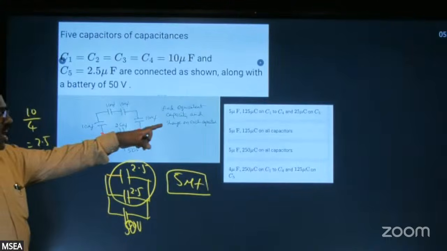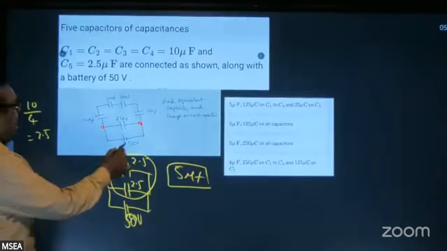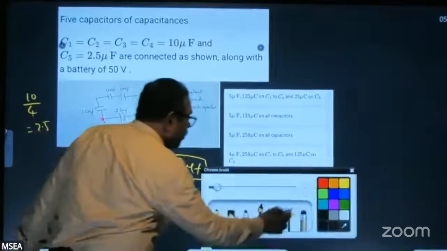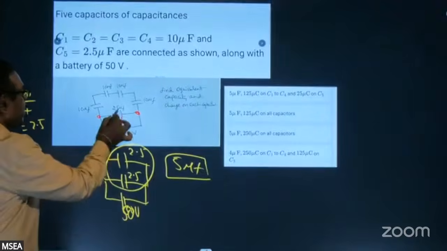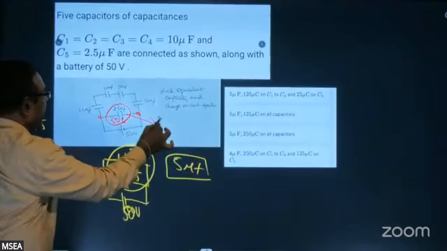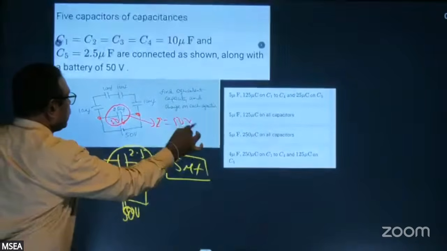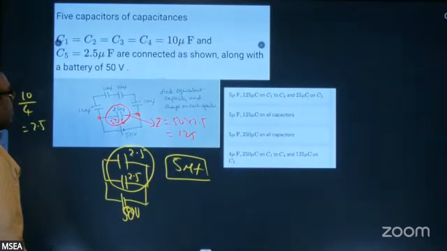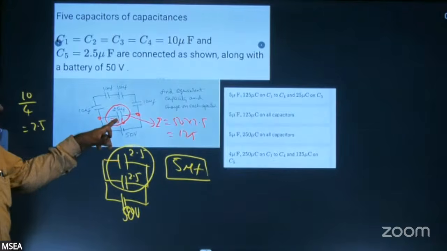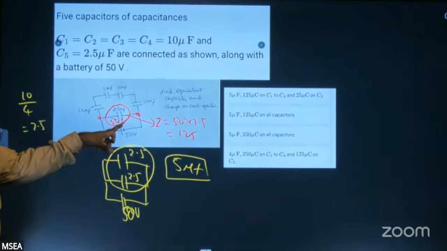Then what is the charge on each capacitor? As this is 50 volts, this one is also 50 volts. Therefore, what about the charge on this one? Charge is equal to 50 into 2.5, which should be equal to 125. So the charge on this capacitor is 125.